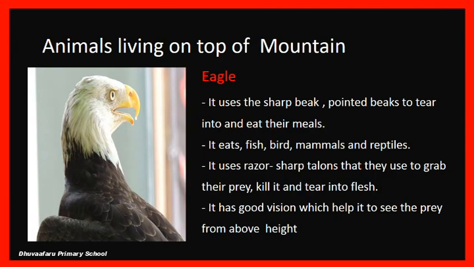Animals living on top of mountains. Eagle. It uses its sharp, pointed beak to tear into and eat its meals. It eats fish, birds, mammals, and reptiles. It uses razor-sharp talons to grab its prey, kill it, and tear into flesh. It has good vision, which helps it to see the prey from the height.